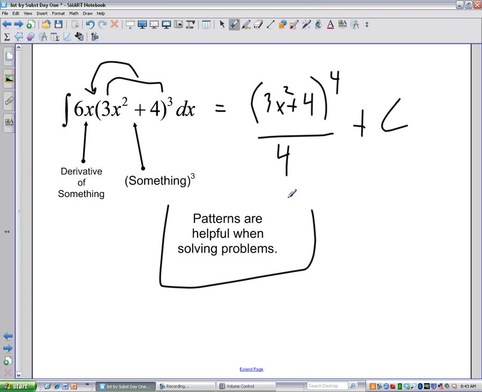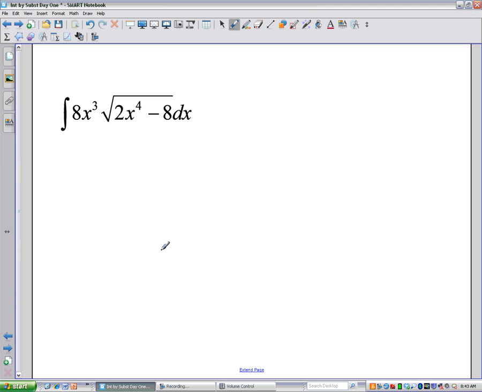Just looking for that pattern. We're looking for the pattern that says you get something raised to a power, the derivative of the something outside, and we are golden. Okay, like this one.